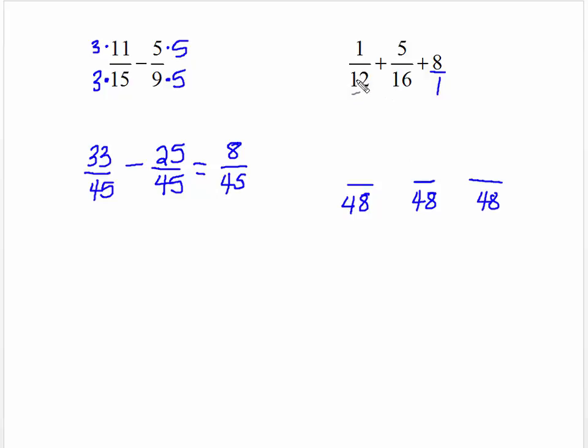So for this first fraction, we're multiplying 12 by 4 to get 48. I'm always trying to see what I can multiply my old denominator by to get my new denominator. And again, whatever I do to the bottom, I have to do to the top. So 4 times 1 is 4. Now the next one, I'm trying to see 16 times what is 48, and that's actually multiplied by 3. So I have to multiply the top by the same number. Now I'm trying to see what number multiplied by 1 will give me 48, and of course that's 48. So I have to multiply the top by 48, which is 384.